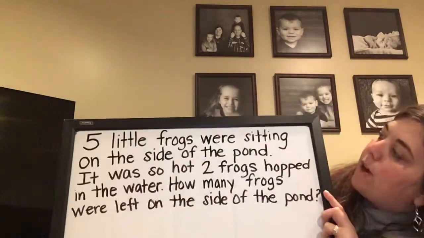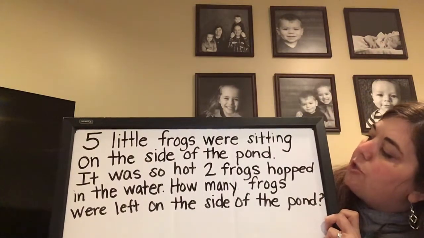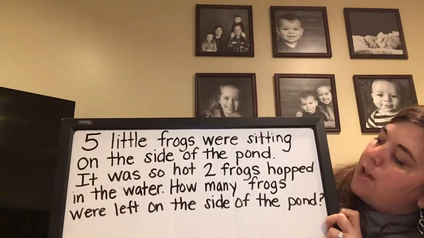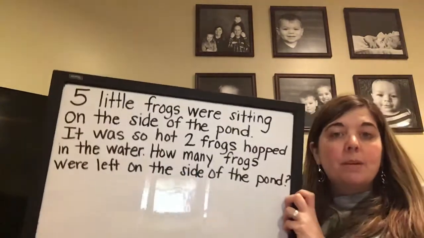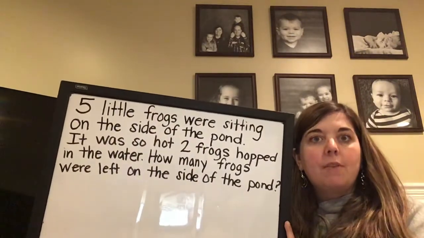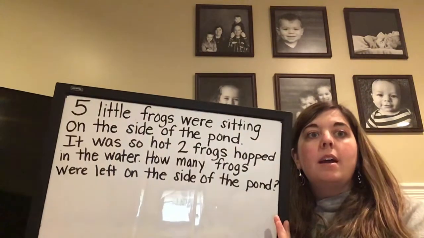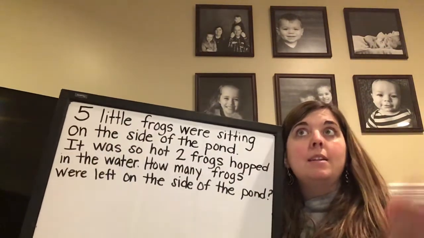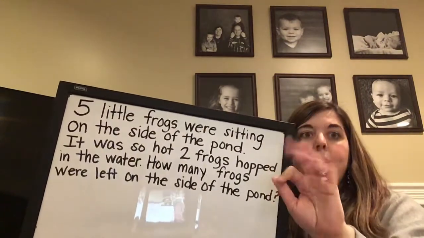5 little frogs were sitting on the side of the pond. It was so hot. 2 frogs hopped in the water. How many frogs were left on the side of the pond? So if I am picturing this in my head, I'm picturing 5 frogs sitting on the side right next to the water. And I'm picturing 2 of them leaving to go into the water. So there are 5 and then 2 went away.